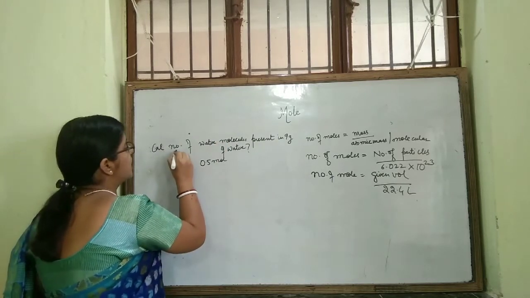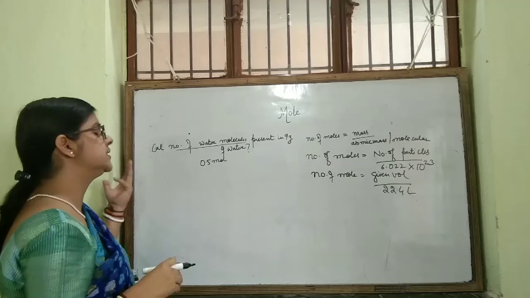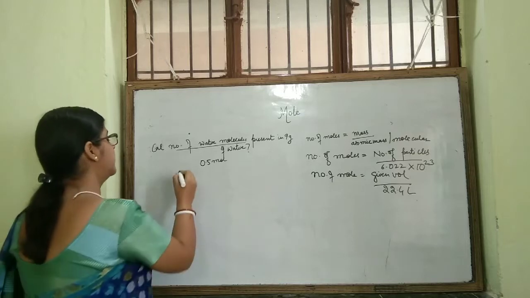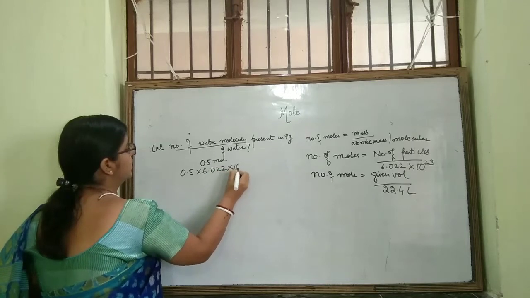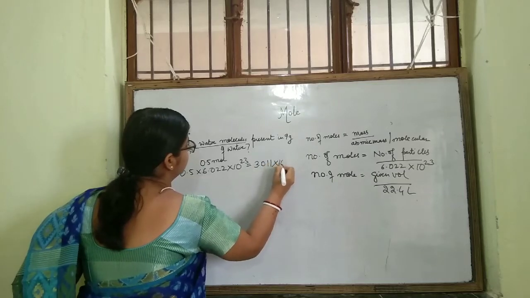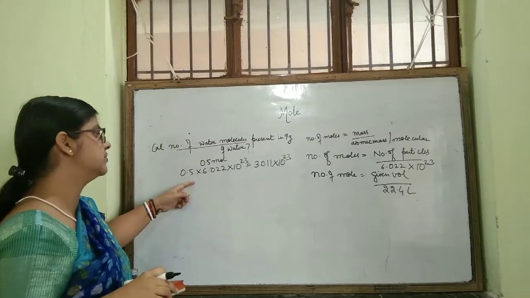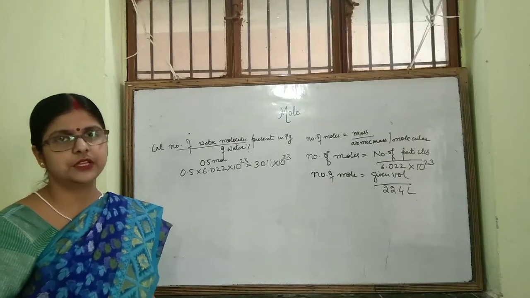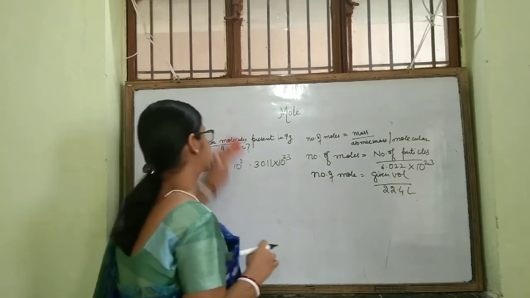Now you are asked to calculate the number of water molecules. Then we know that 1 mole of any substance contains Avogadro's number of particles. So 0.5 mole will contain how many molecules? 0.5 into 6.022 into 10 to the power 23, that is equal to 3.011 into 10 to the power 23. So the number of water molecules will be 3.011 into 10 to the power 23. Okay. Next, suppose I am giving another simple example.